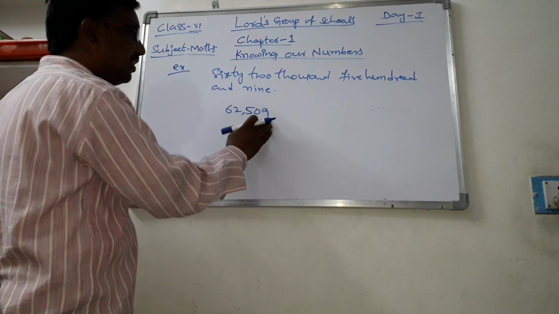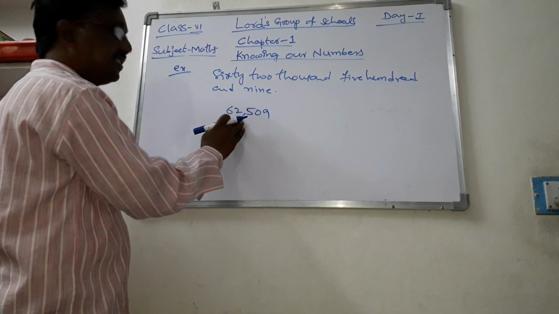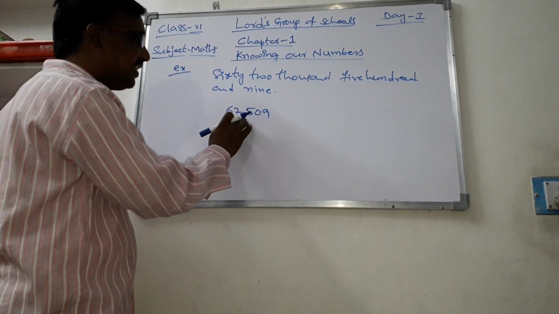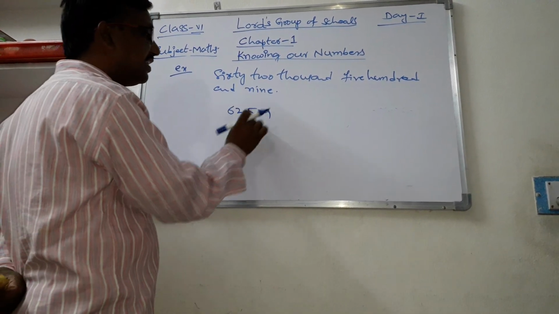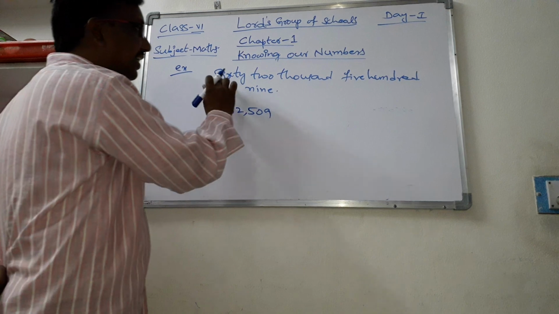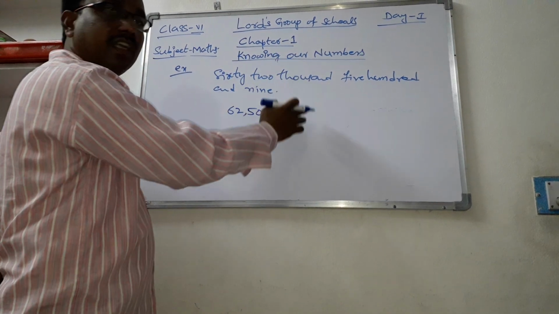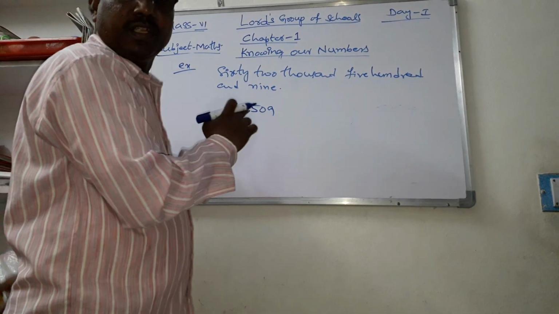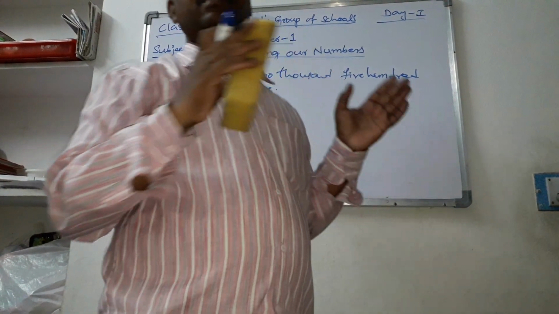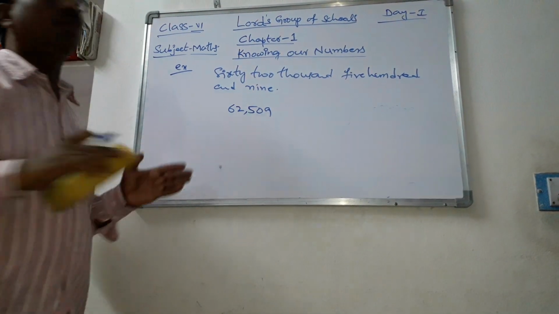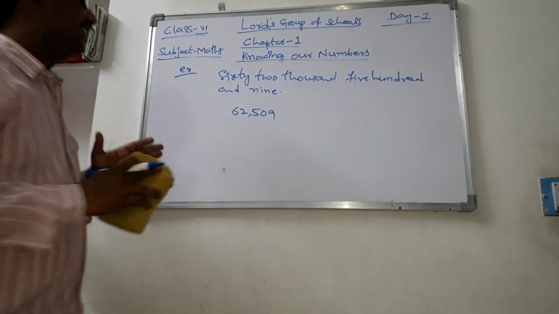So we will read ones, tens, hundreds, thousands and 10,000. It is 62,509. Be careful when writing the places. Read the given statement carefully and write the numbers. And not only this, sometimes we will form the numbers by given digits.